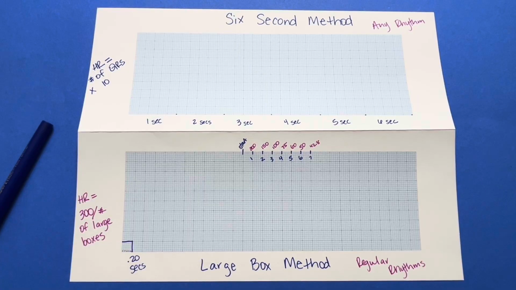And that's it. 2 simple ways to calculate the heart rate. We have the box method and the 6-second method. So you need to practice with different strips until it becomes second nature for you. And you got this. I know you do.